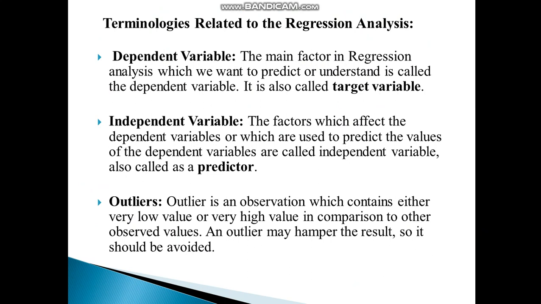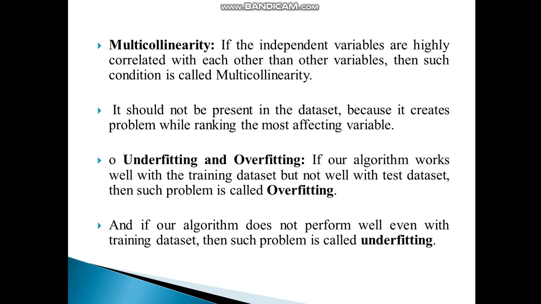Outlier. Outlier is an observation which contains either a very low value or a very high value in comparison to other observed values. An outlier may hamper the result, so it should be avoided. Multicollinearity. If the independent variables are highly correlated with each other, then such condition is called multicollinearity. It should not be present in the data set because it creates problems while ranking the most affecting variables.